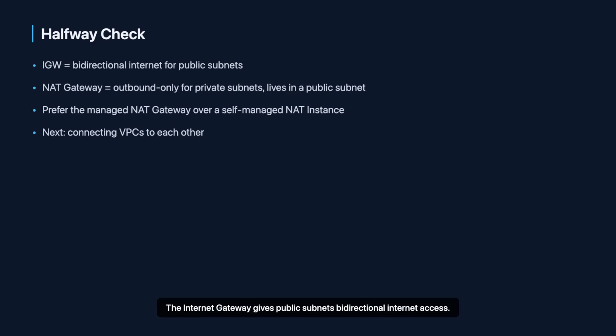The Internet Gateway gives public subnets bidirectional internet access. The NAT Gateway gives private subnets outbound only access, and it physically lives in a public subnet. For production, prefer the managed NAT Gateway over a self-managed NAT instance.